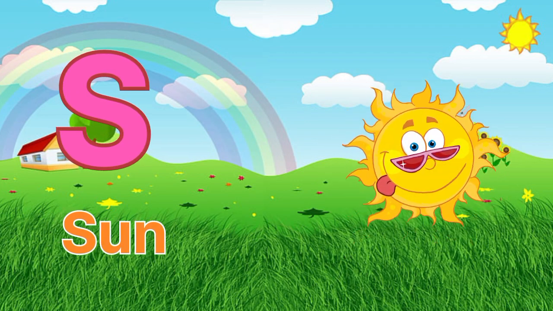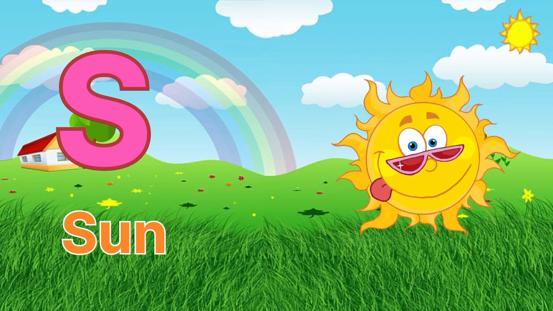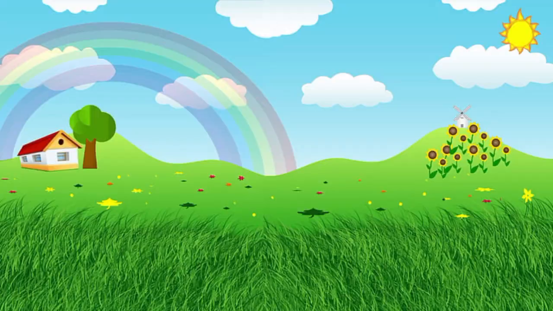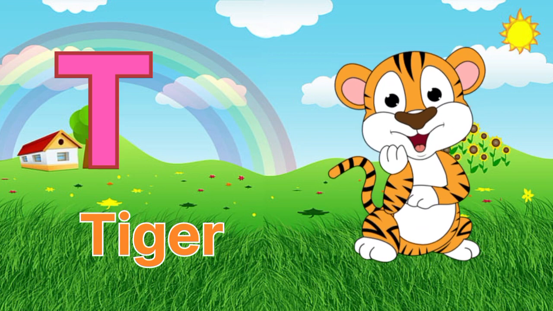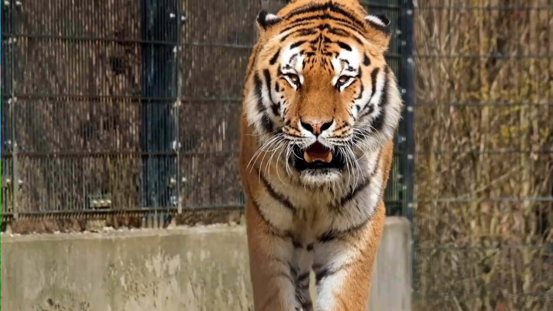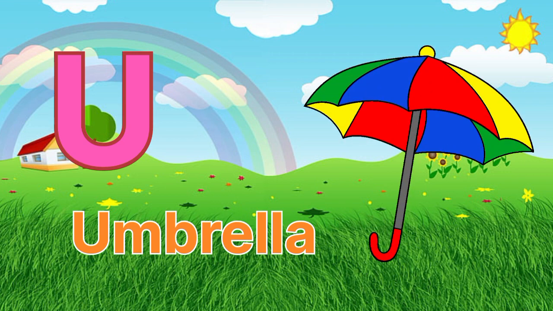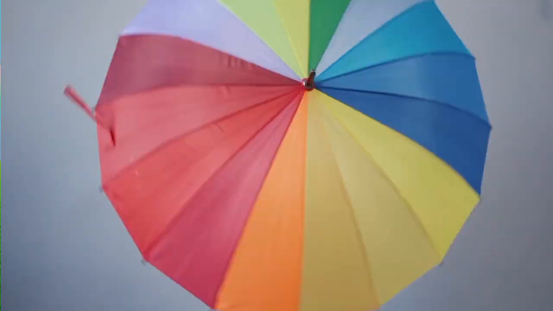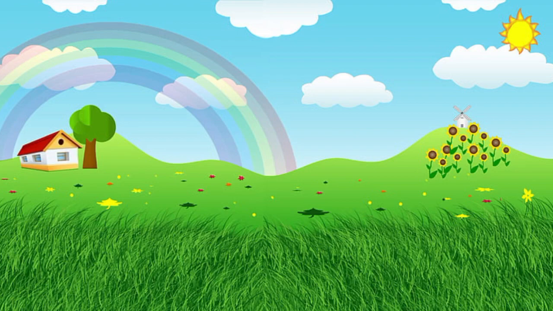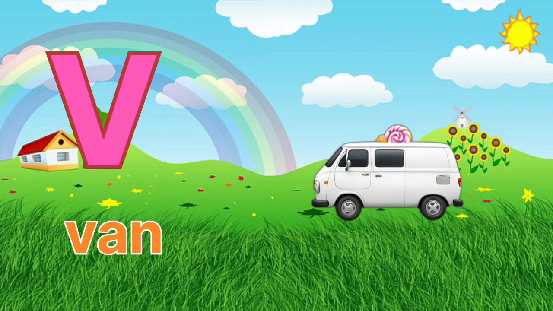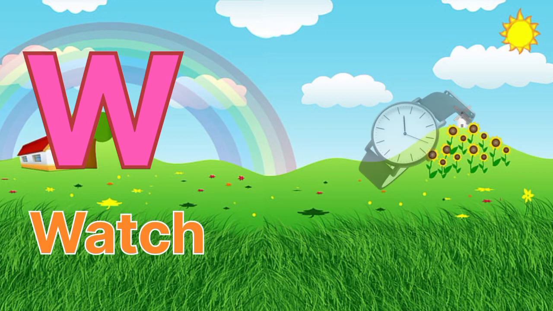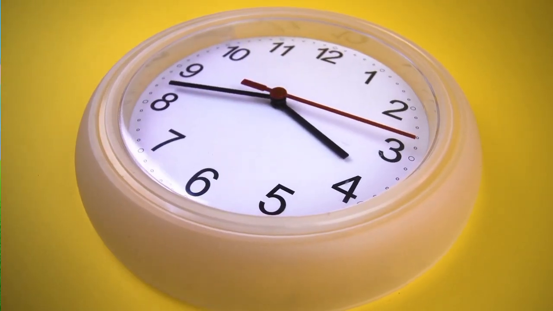S for sun. S for sun. T for tiger. T for tiger. U for umbrella. U for umbrella. V for van. V for van. W for watch. W for watch.